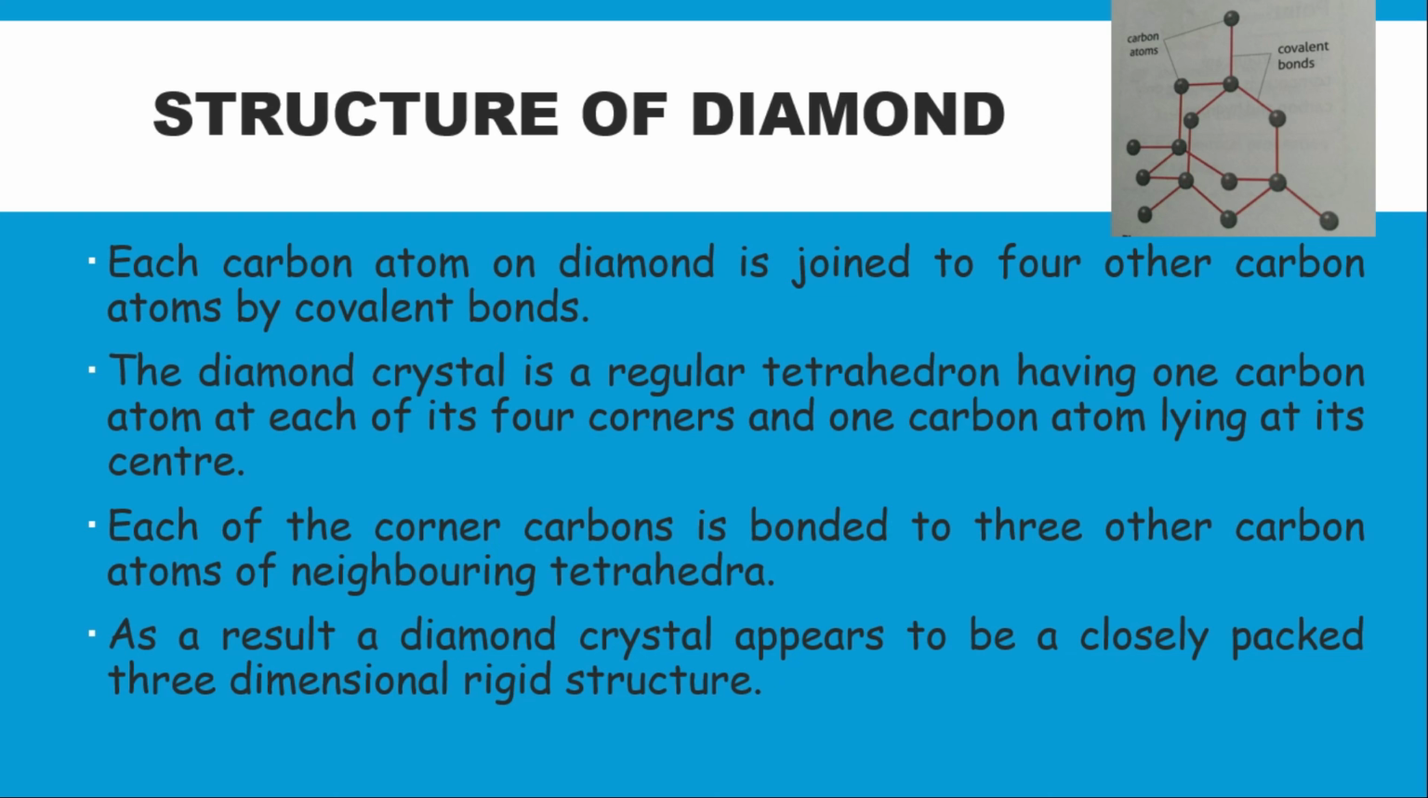With this, I am sure that you have understood what allotropic forms are. Today we have just discussed one part of the crystalline form of allotropic form of the carbon, that is diamond.